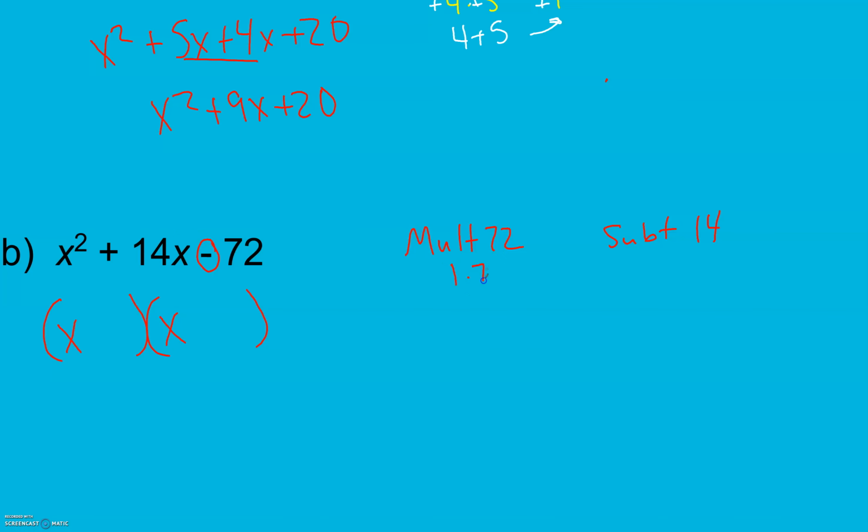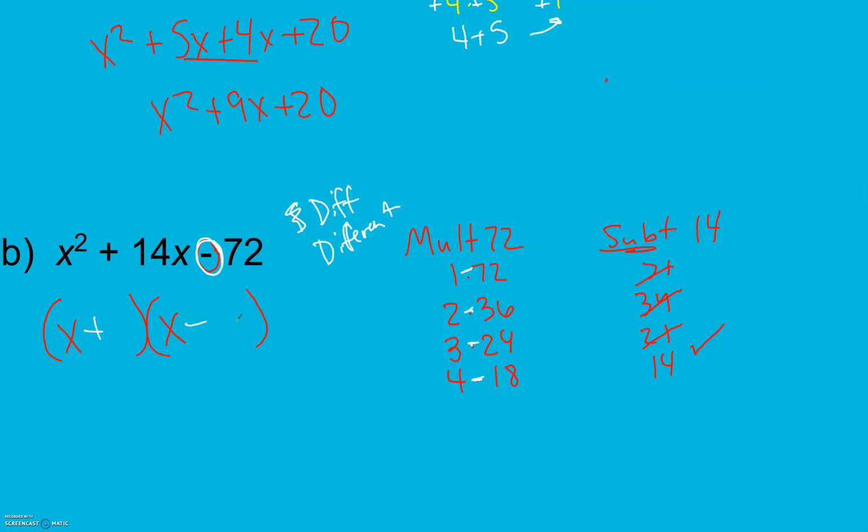Options for 72 are 1 and 72, which subtract to 71. 2 and 36, subtract to 34, not what we want. 3 and 24, which subtract to 21, not what we want. 4 and 18, which subtract to 14. That's our winner. So here, when we subtract, we find the difference between our values. Okay, we subtract and find the difference between them, which means our signs are going to be different.